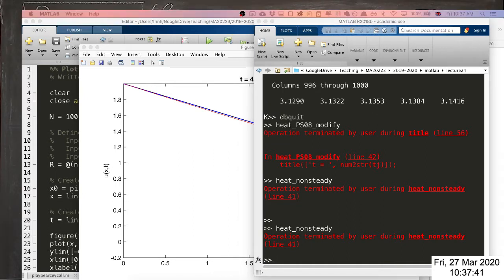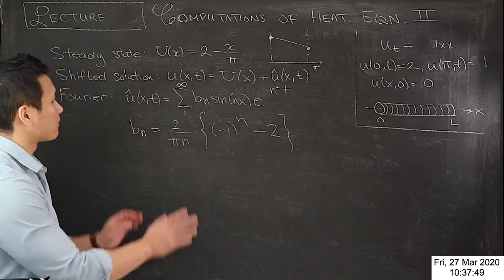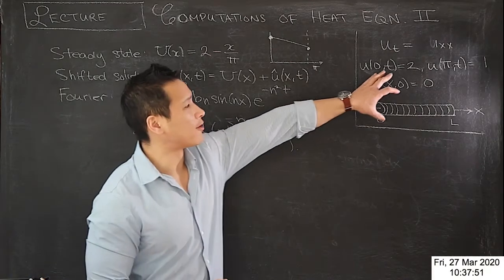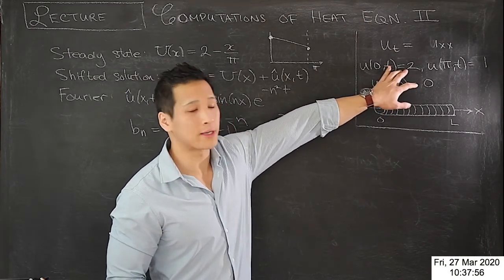Oh, actually, before I return back to the board, no, that's a good idea. I want to just summarize everything. So that's the end of the story. You now know how to solve the inhomogeneous heat equation with inhomogeneous Dirichlet conditions.